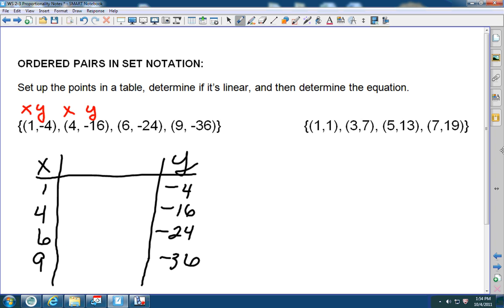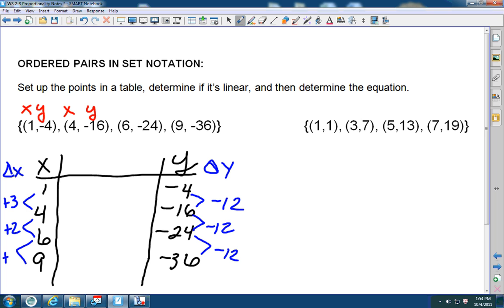So the first thing I would do here, I'm going to go up here and do delta y. The change in y right here, I'm getting more negative, so you take negative 16 minus negative 4. That's negative 12. I'm getting more negative, so I'm going to subtract. Let's see, what is that? That's negative 12 as well. Delta x, the change right here is plus 3, plus 2, plus 3.